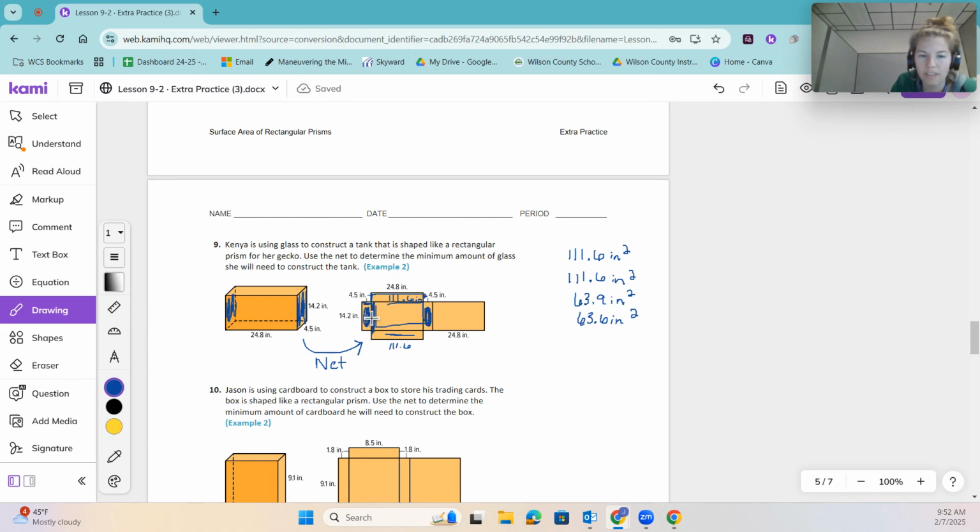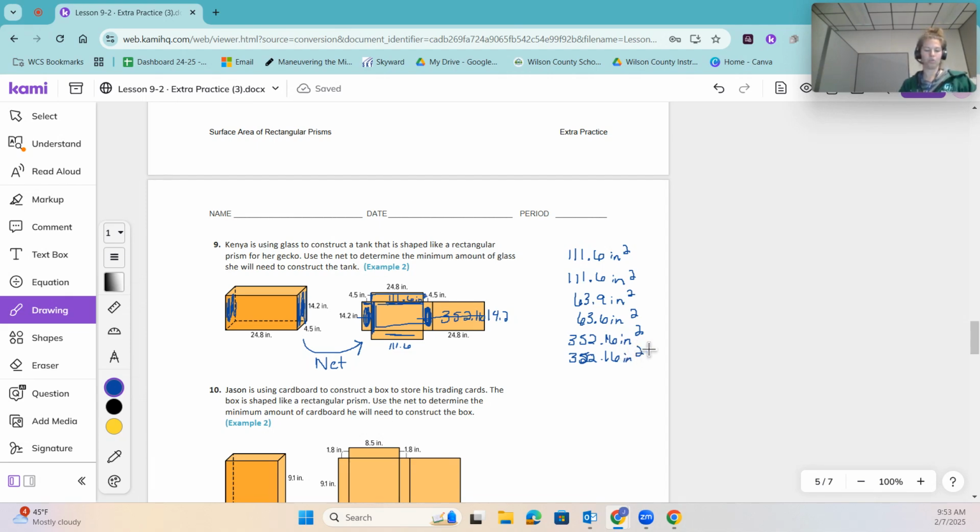Then the last shape we're looking at is the big rectangle here, and it's going to be 14.2 on this side, because this is the distance of all of these all the way across. And it's going to be by this 24.8, because that is the distance of all of those. So 24.8 times 14.2 gives me 352.16 inches squared. And that is going to be the same for both of those big rectangles, so we're going to have 2 of those as well.